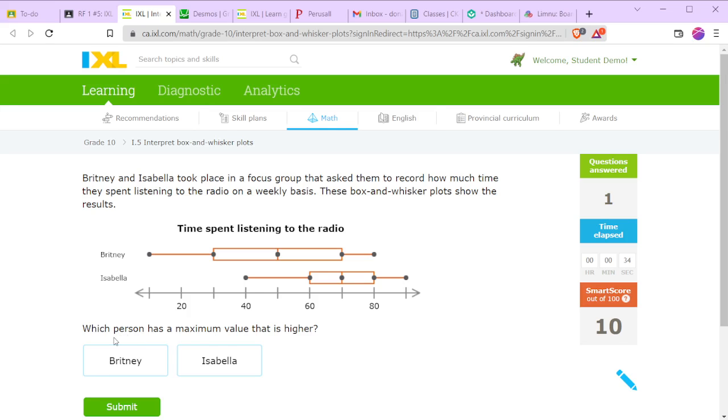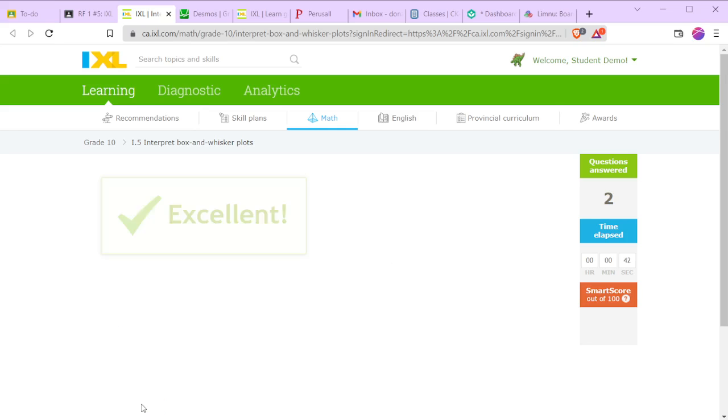And which person had a higher maximum value? Well, we check to see the furthest extent of the whisker, and that's under Isabella's name.